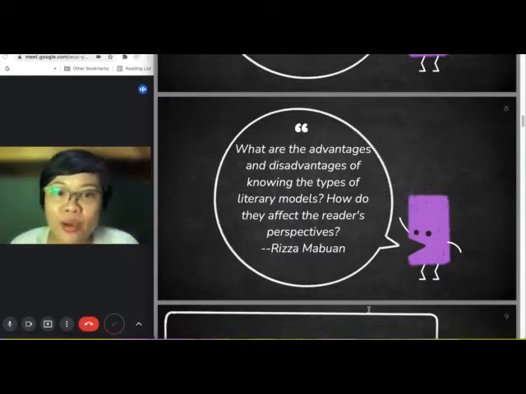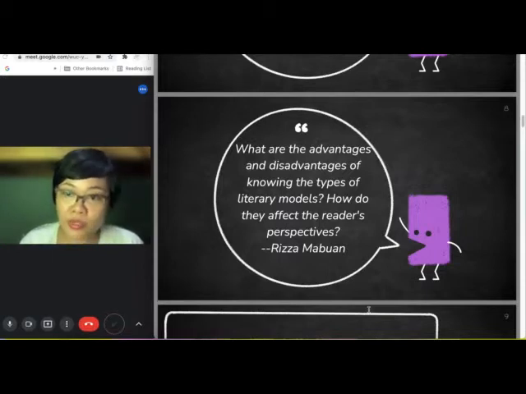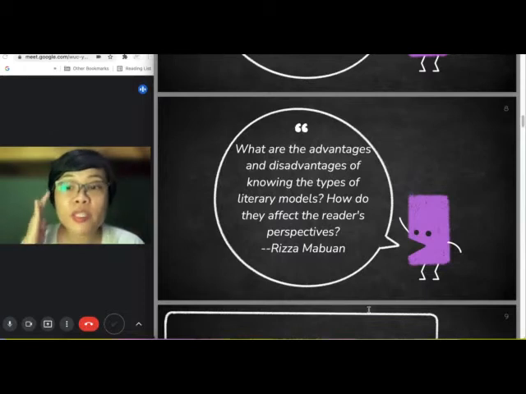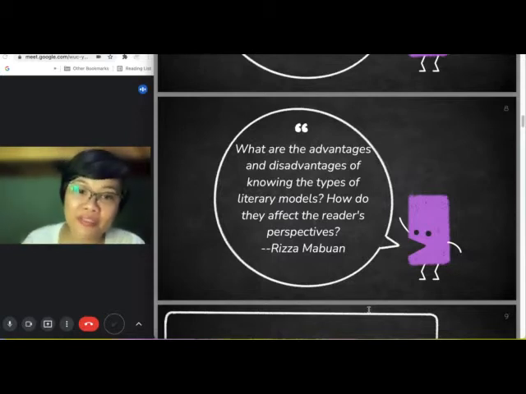So the second question is, how do they affect the reader's perspectives? Of course, by determining the aim of a literary piece and analyzing the piece based on what you think is the aim of that piece. It will affect your perspectives. If you read a romance novel and you're expecting a love story, then of course, if you get it, you will be satisfied, right? So that's how it affects your perspectives.